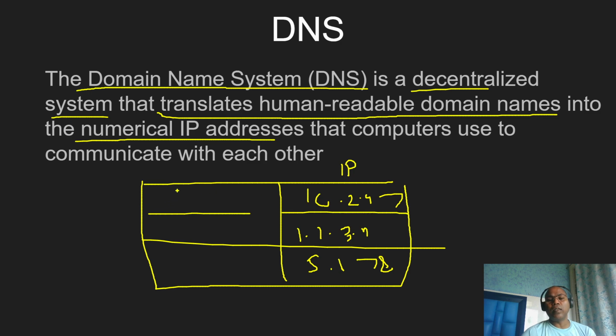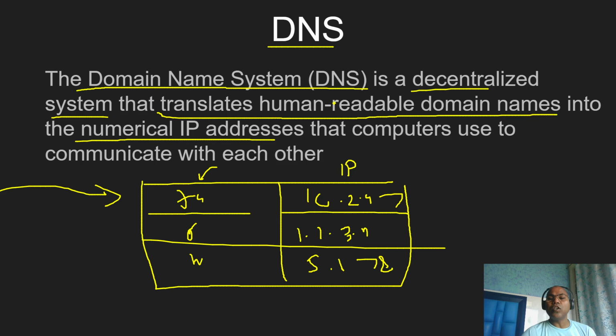So it would be good: hey, this is facebook.com, this is google.com, this is Twitter. So these you can easily memorize. You know Facebook, you know Google, you know Microsoft. These are easily human readable names. So this thing is taken care of on the internet by the DNS.